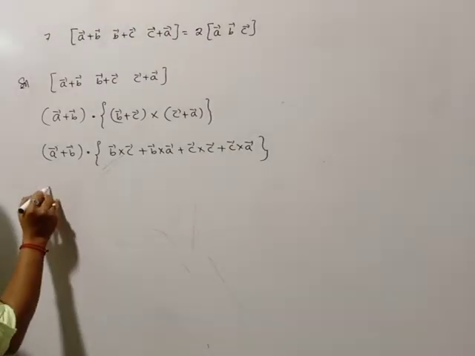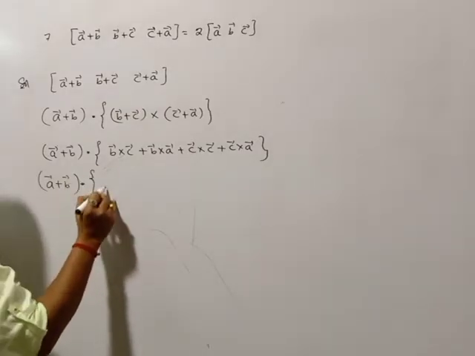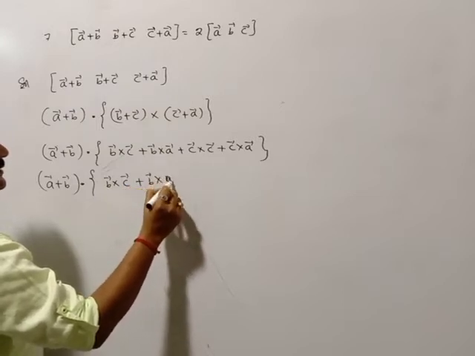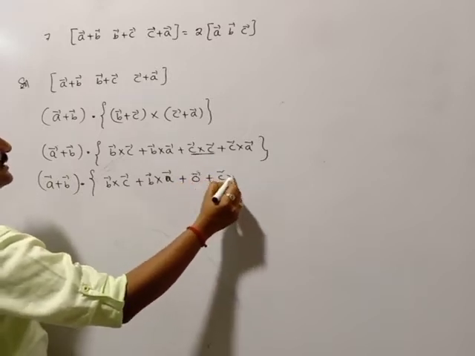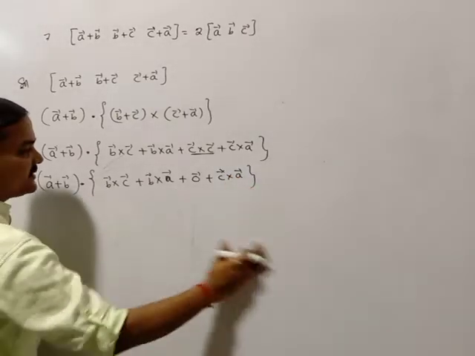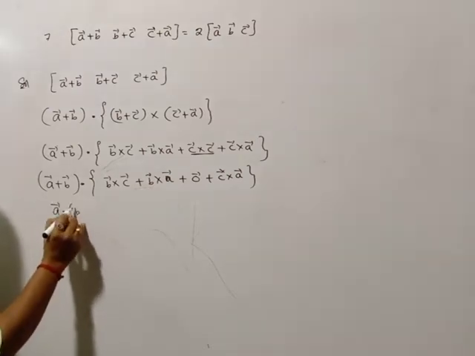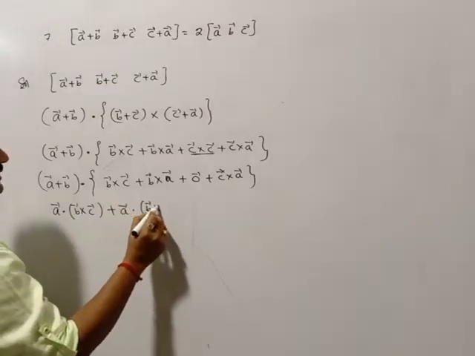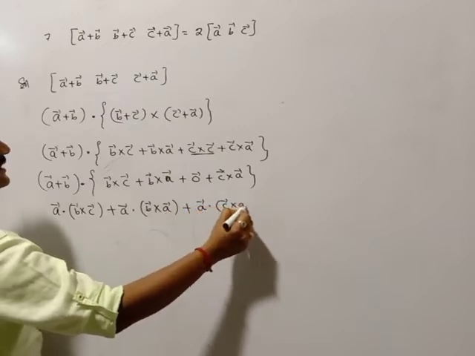Then A bar plus B bar dot bracket open, B bar cross C bar plus B bar cross A bar, plus same vector cross product is 0 bar, plus C bar cross A bar. Now take the dot product with all the terms. First of all, 3 plus 3, 6 terms will be coming. A bar dot B bar cross C bar is the first one, plus A bar dot B bar cross A bar is the second one, plus A bar dot C bar cross A bar is the third one.